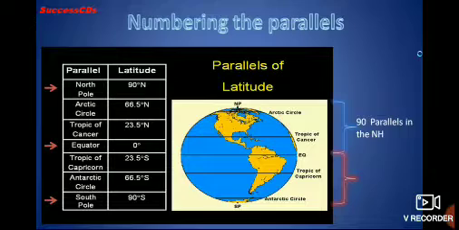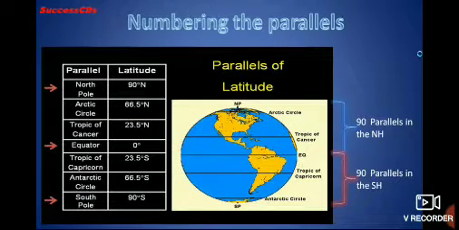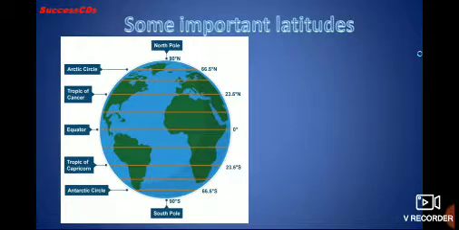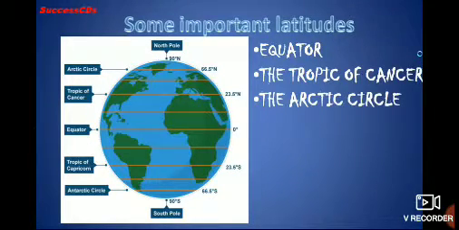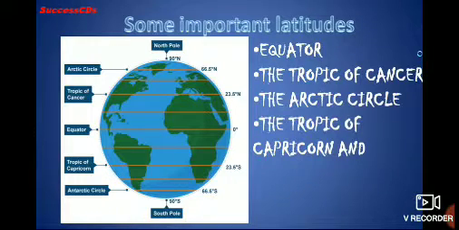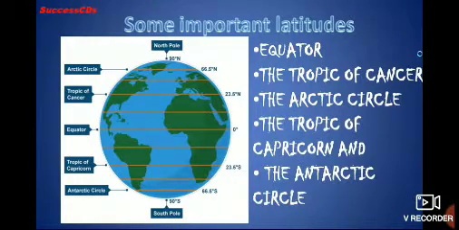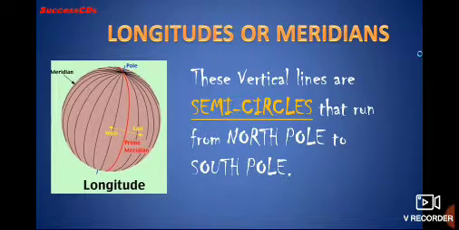90 in the northern hemisphere and are marked with a capital N, and 90 in the southern hemisphere, which is marked with a capital S. The North Pole is written as 90° north. The South Pole is written as 90° south, and equator as only 0°. Here are some important latitudes: the equator, the Tropic of Cancer, the Arctic Circle, the Tropic of Capricorn, and the Antarctic Circle.